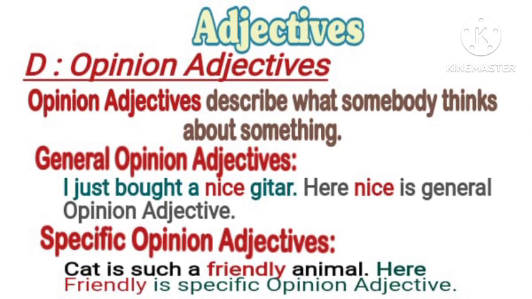Opinion adjectives. Opinion adjectives describe what somebody thinks about something. It has two types. 1. General opinion adjectives. Example. I just bought a nice guitar. Here nice is a general opinion adjective. 2. Specific opinion adjectives. Example. Cat is such a friendly animal. Here friendly is a specific opinion adjective.